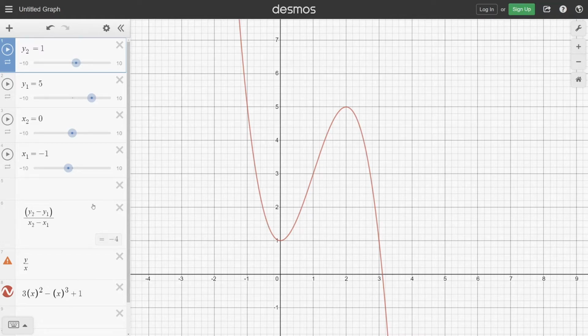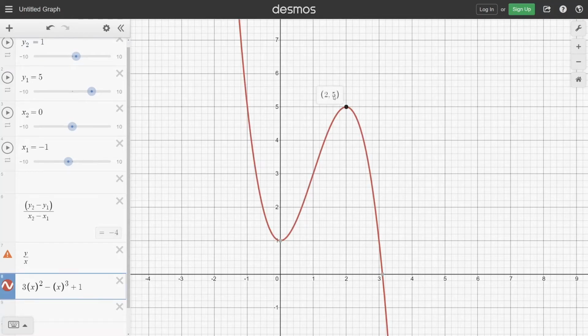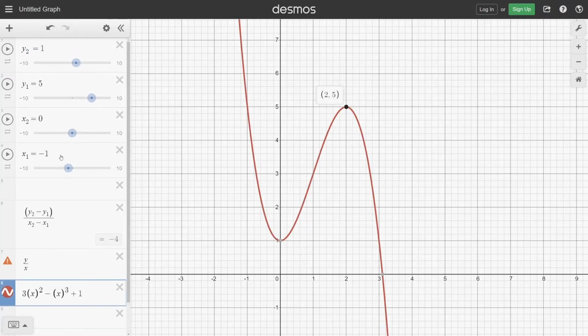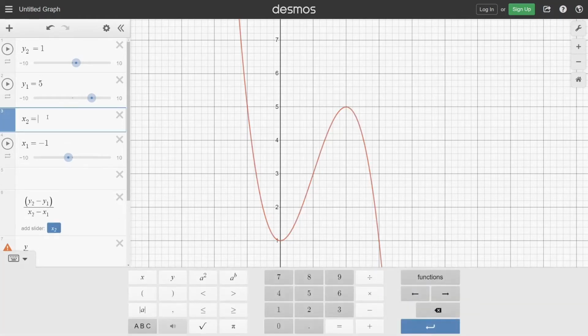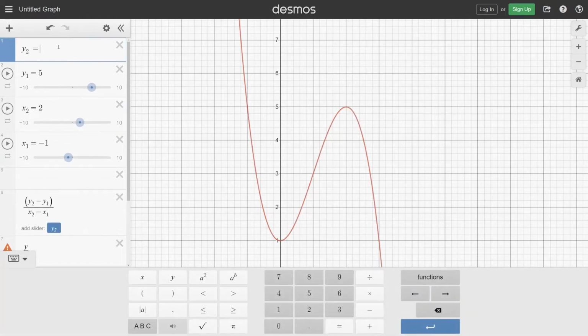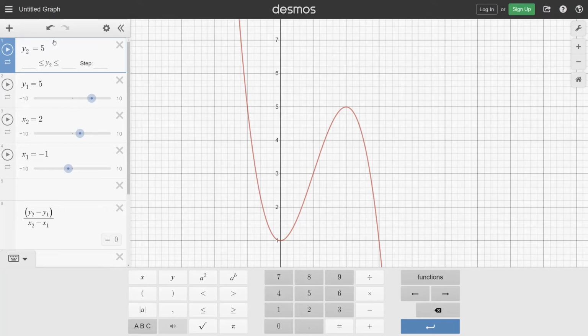If we wanted to find a different interval, so for example, between -1 and 2, we would again just simply identify the points. Now the only thing that changes is that we have 2 and 5. Let's see what that gets us. So this is 2, and this is 5. So our average rate of change is 0.